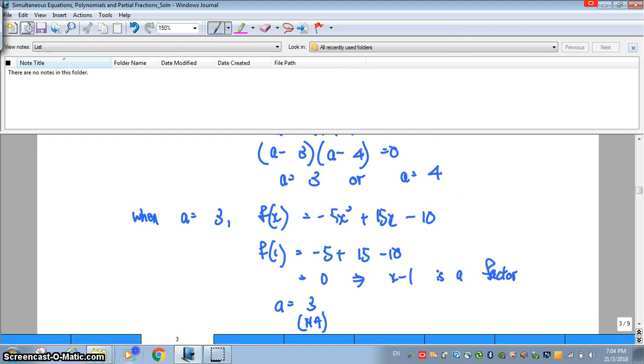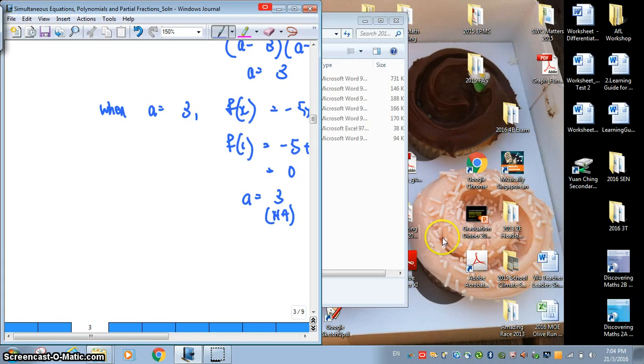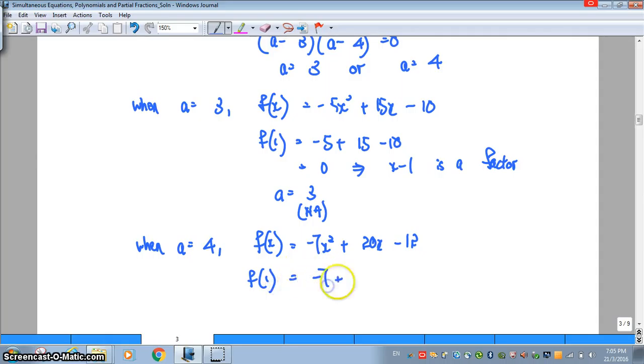Now let us take a look at when a is equal to 4 in this case. Same thing, replace your a by 4 and find out what is your new polynomial function. So if you were to substitute x is equal to 1 inside, the remainder is equal to 1.